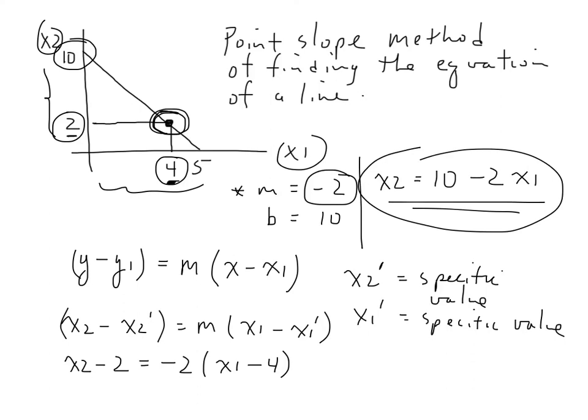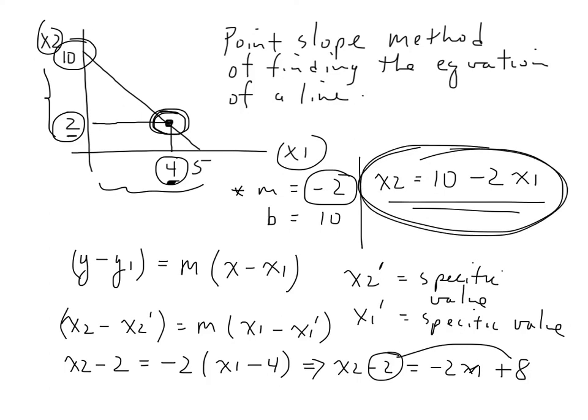So x2 minus 2 is equal to minus 2x1 plus 8. Okay, once I add the 2 to both sides, I would end up with x2 equals minus 2x1 plus 10, which in fact is the same as here.